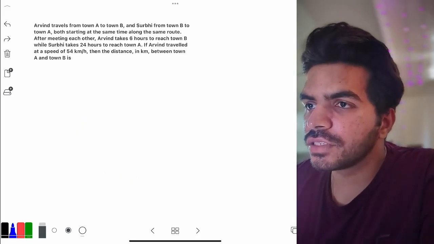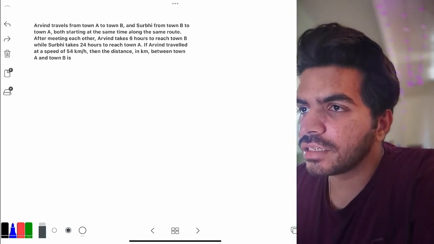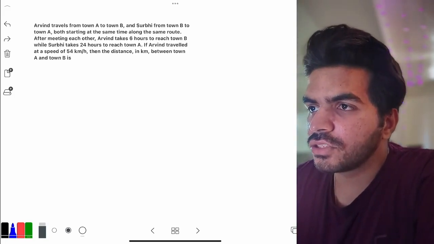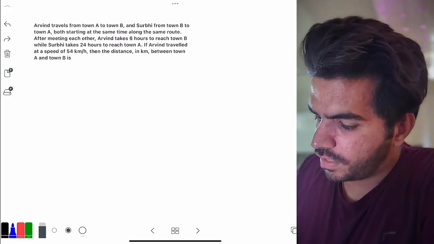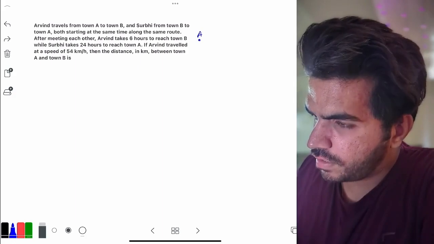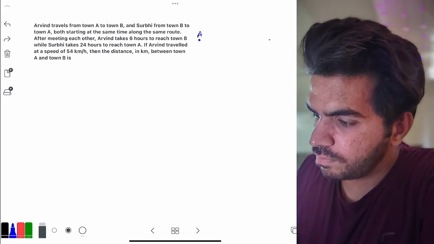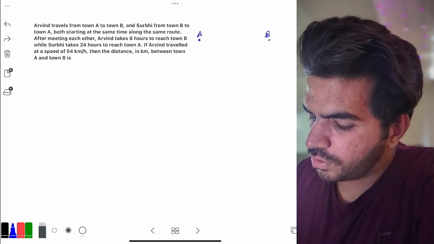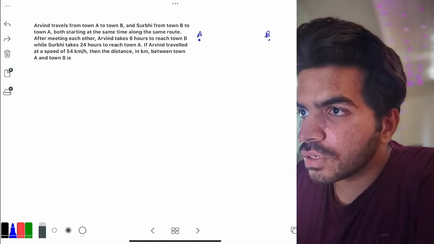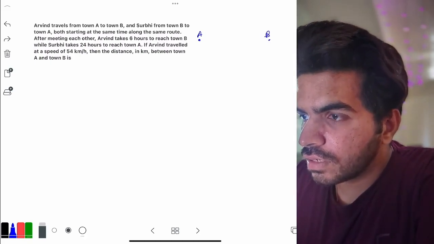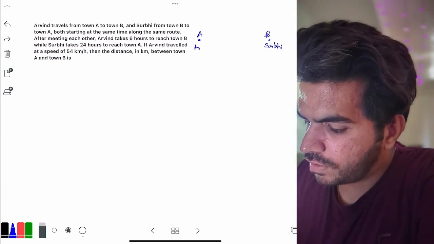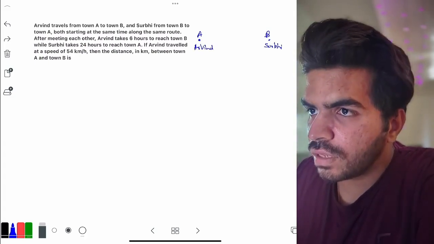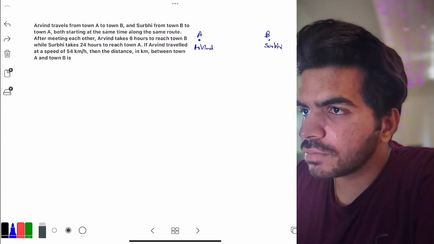Coming to the next question, Arvind travels from town A to town B, and Surbhi from town B to town A. So let's create A to B. Surbhi is traveling from B to A, and Arvind from A to B, both starting at the same time, on the same route.